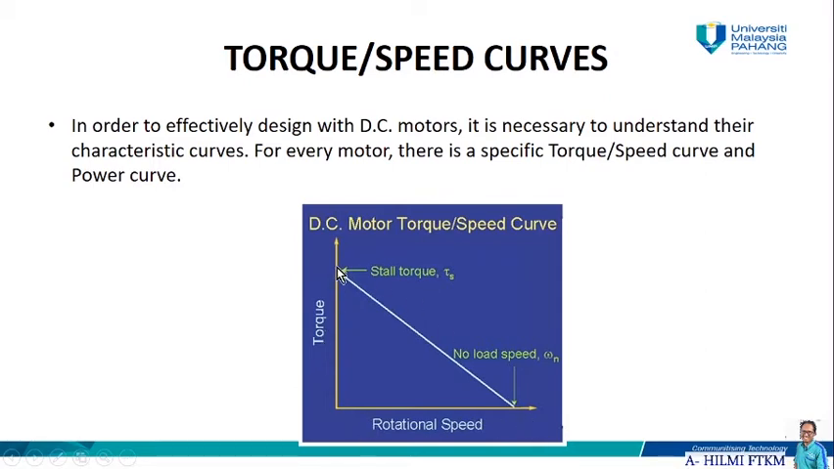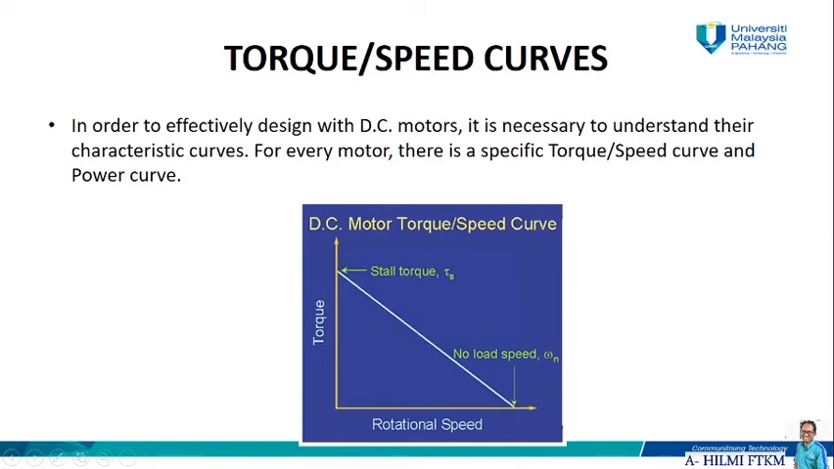So the curve is given by a straight line, okay, where at the stall torque, tau s, the motor is not spinning or stalled, where the speed is 0 and the torque is maximum, while at the maximum speed, the no load speed, the torque is 0 but the speed is maximum at omega n.